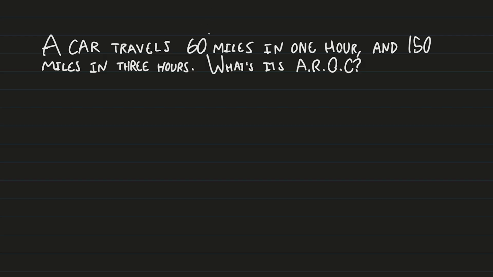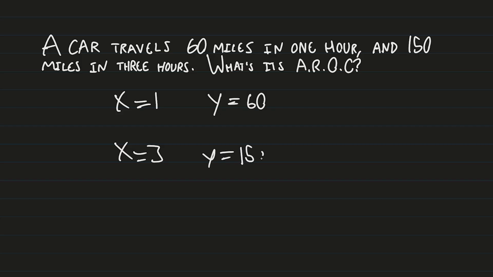A car travels 60 miles in 1 hour and 150 miles in 3 hours. What's its average rate of change? Well, first, let's try to think of this in terms that we know, in terms of a function. Let's say when your x equals 1, your y equals 60, right? You plug in 1 hour, you see they drove 60 miles. What happens if you plug in 3 hours? Well, they give that to us. When x equals 3, our hours, y equals 150, our miles. So now we have a clear x1, y1, and a clear x2, y2.